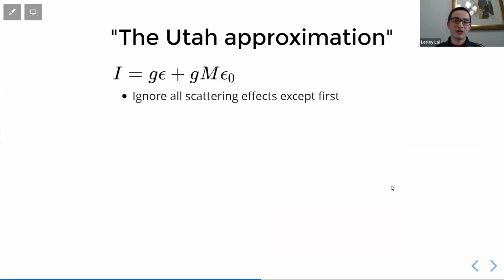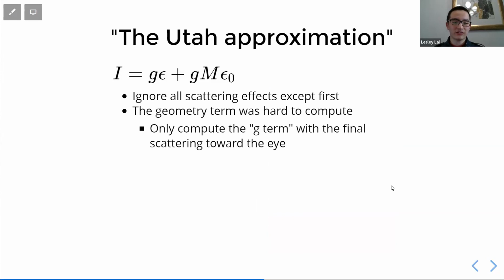So the so-called Utah approximation, first, it ignores all the scattering effects except the first. The geometry term was really hard to compute. Even in Kajiya's time, it was still hard to compute. But the good news, we only need to calculate the G term with the final scattering toward the eye, if we don't consider interesting effects like shadows. And we all know nowadays it's not hard to compute anymore. We just use the z-buffer and that's the end of the problem. But at that time, it was not that easy.